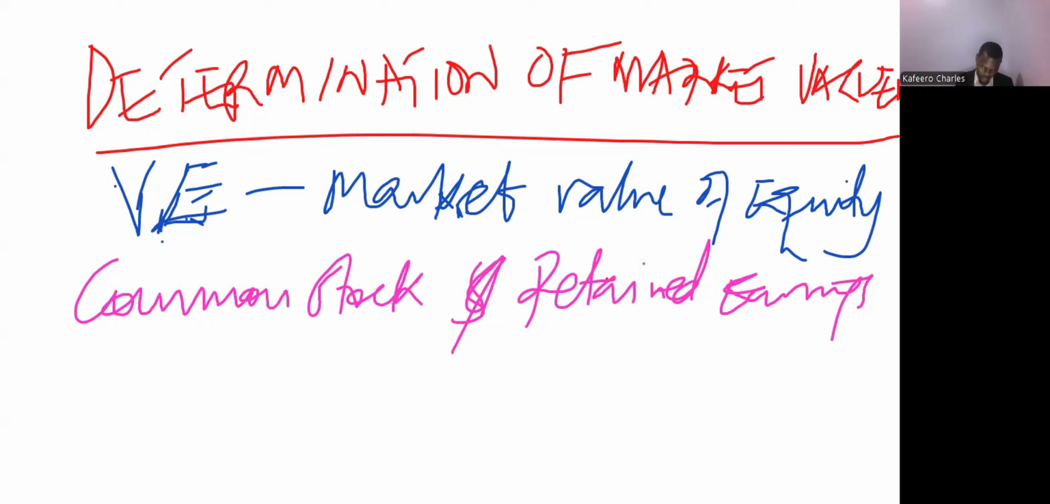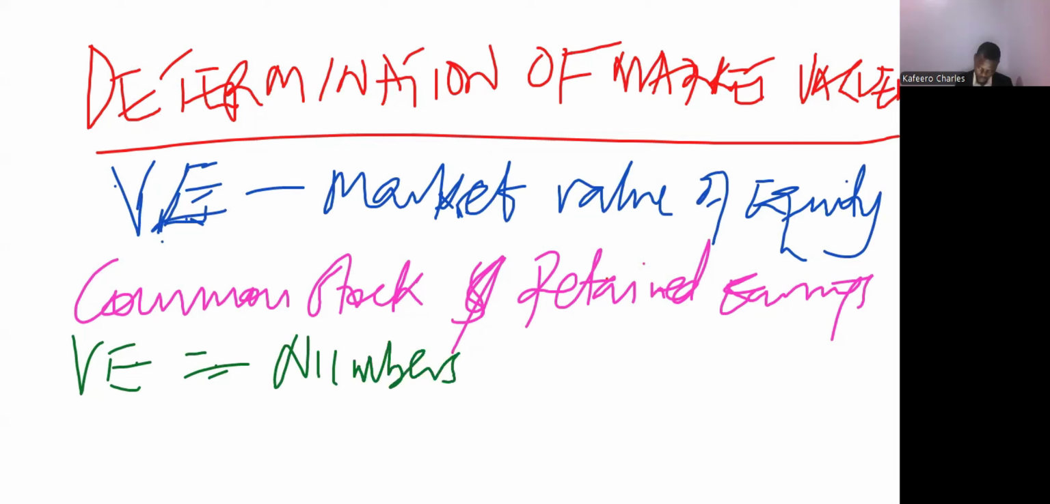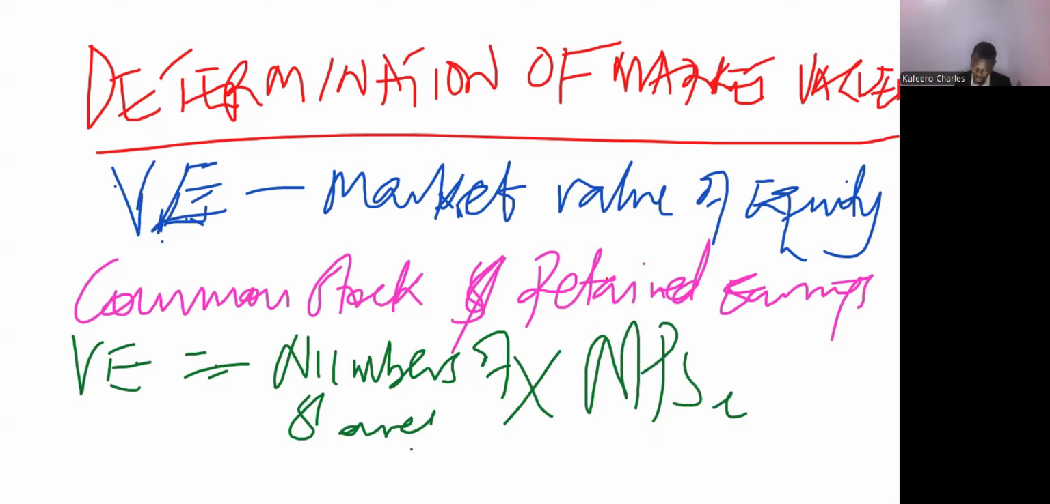And we know that for us to be able to get VE, we get the number of shares times the market price. This is MPS, but this MPS is supposed to be XDiv. XDiv, number of shares times the market value per share, XDiv.